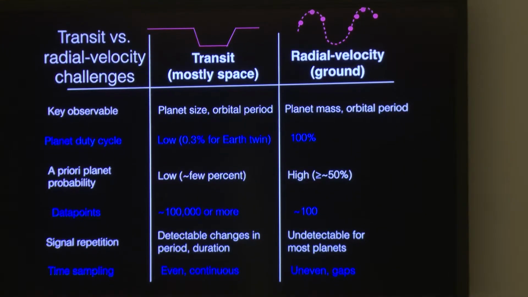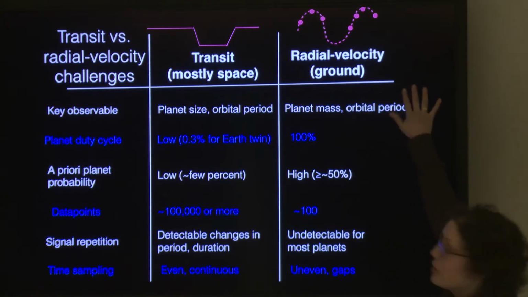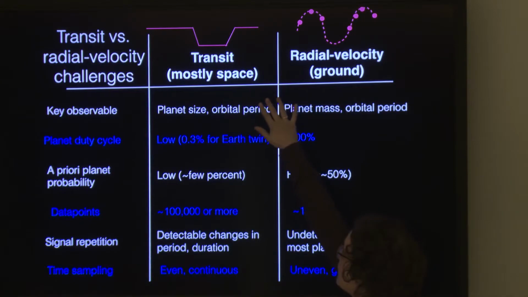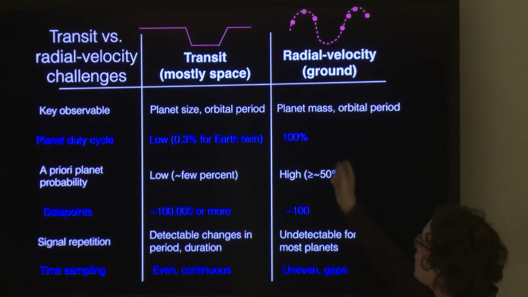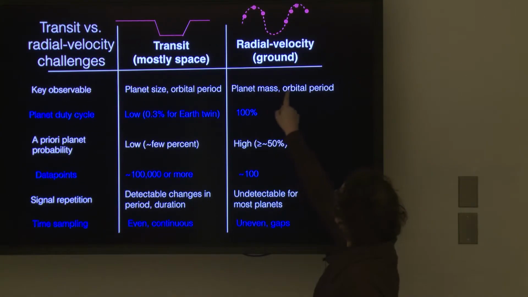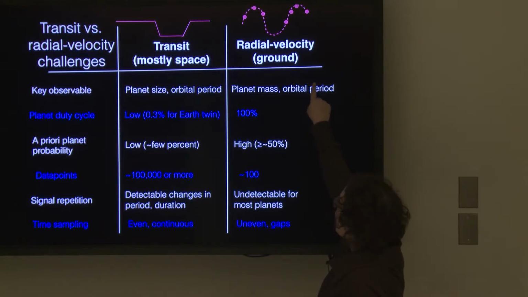I want to briefly compare the types of challenges we face with the radial velocity data, which is mostly taken from the ground, and the transit data. One big difference is that with the transit data, we can measure the planet size. And with radial velocity, we measure the planet mass.